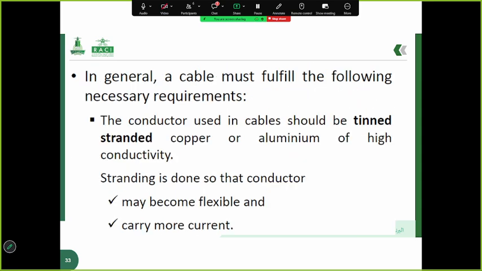So this slide outlines the fundamental requirements for the conductor used within a cable. In short, a cable conductor must be made of tinned standard copper or aluminum of high conductivity. The use of copper or aluminum is due to their excellent electrical conductivity, which ensures minimal power losses during transmission.